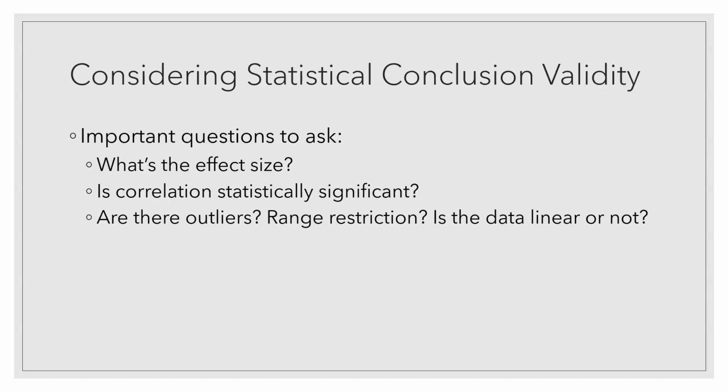But now let's talk about statistical conclusion validity. And we're going to go into each of these in bigger detail. Important questions that you need to ask when you are developing a correlation coefficient. First of all, what is the effect size? Second, is our correlation statistically significant? And then other things that are specific to thinking about with correlations. Are there outliers? Is there a restriction of range? And is the data linear or is it not?